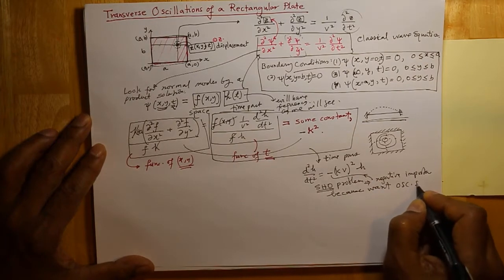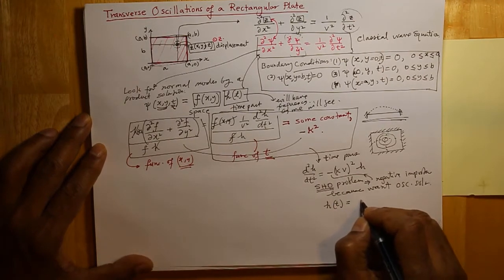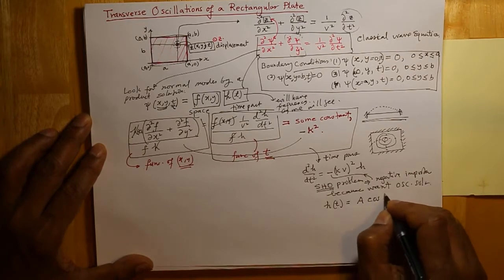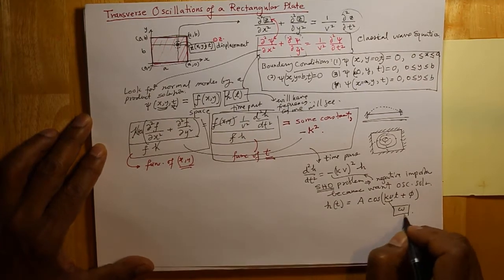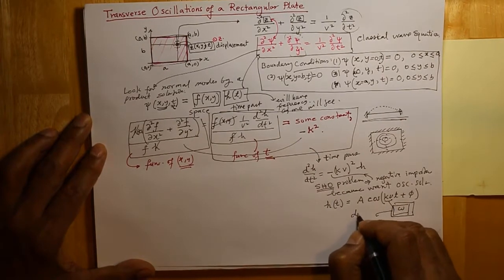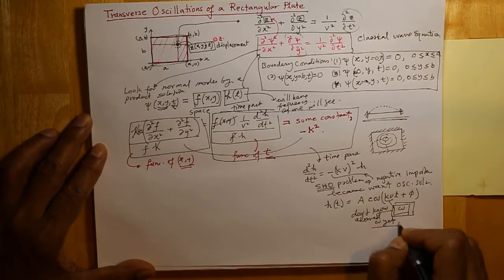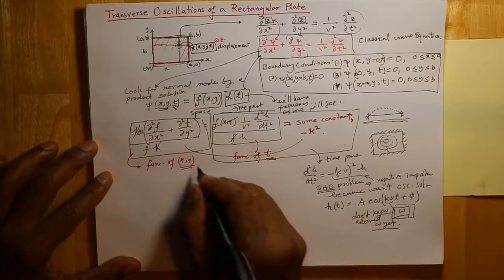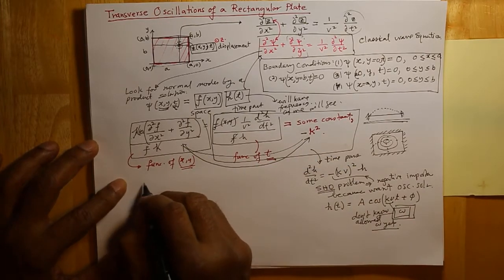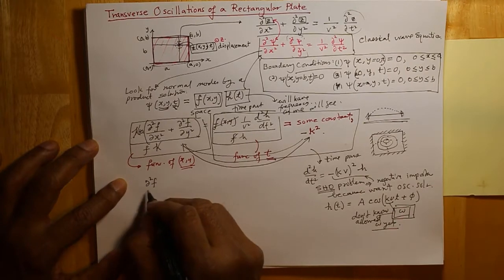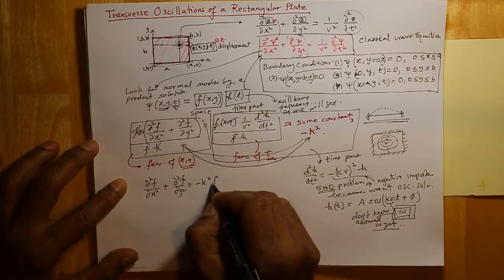We want oscillatory solution. So this h of t, you can see, is some a cosine kVt plus some phi, and this is that omega. We don't know what the omega will be, allowed omega. Don't know allowed omega yet. We'll find that in due course. So the other one with this with that is an equation which looks like d square f dx square plus d square f dy square equals minus k square f.